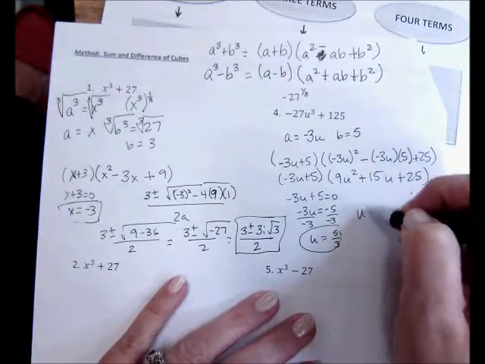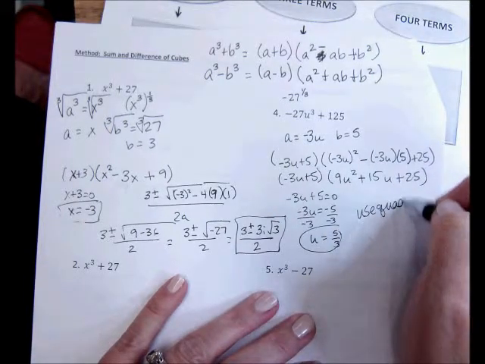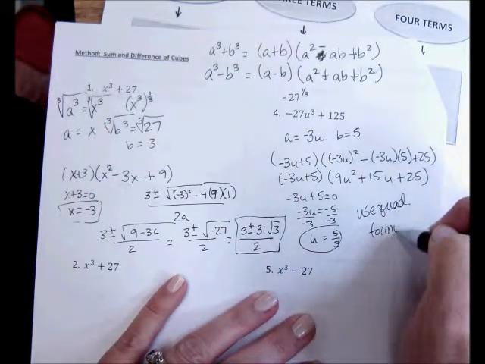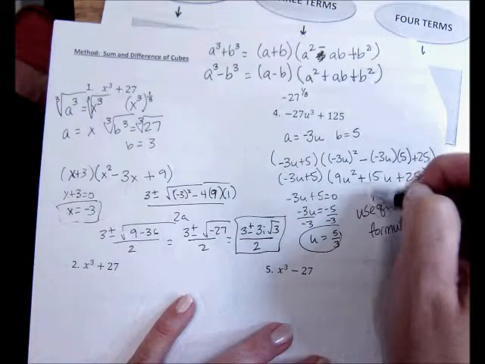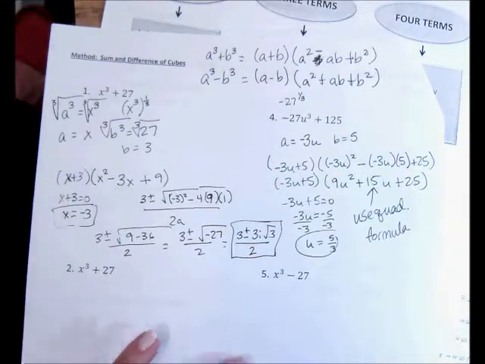So let's move on down to 5. Don't forget to use the quadratic formula, and I'll let you guys do that, same as what we did in number 1 to solve for what u is equal to.